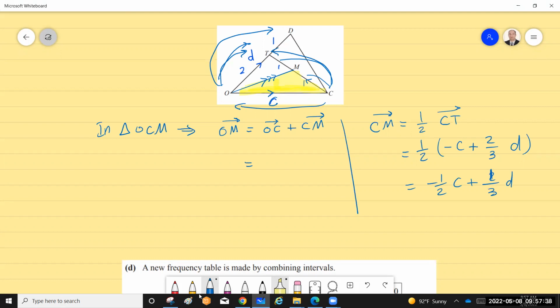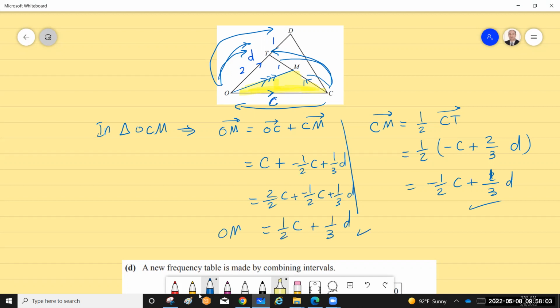Now calculate. The OM is OC, which is C, plus CM we calculated, negative half C plus 1/3 D. The C is 2/2 C plus negative half C plus 1/3 D. 1 minus half is half C, plus 1/3 D. This is the answer. So the vector OM, or position vector of the point M, is half C plus 1/3 D. Very easy and very simple.